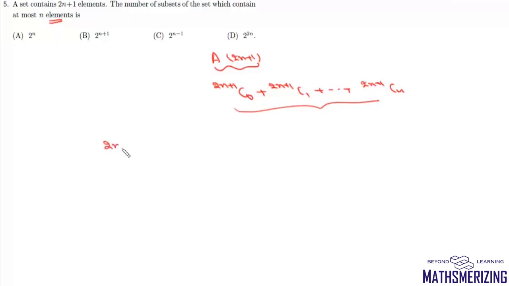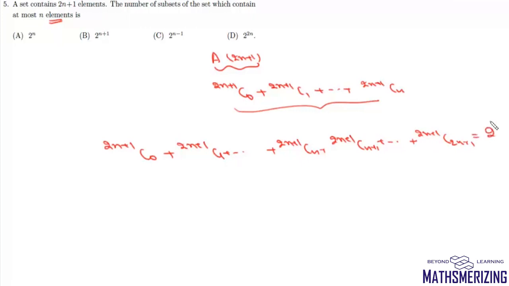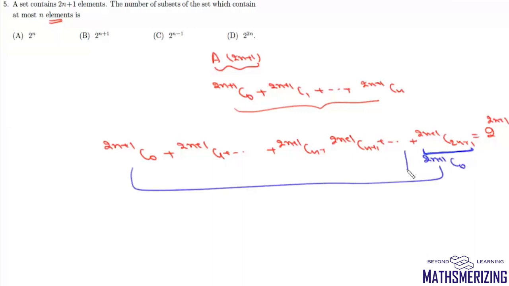Now we know that 2n plus 1 C0 plus 2n plus 1 C1, and so on up to 2n plus 1 Cn, 2n plus 1 Cn plus 1, and then up to 2n plus 1 C 2n plus 1, is equal to 2 to the power 2n plus 1. Now we know that nCr is same as nC n minus r. It means 2n plus 1 C 2n plus 1 is same as 2n plus 1 C0. In the same way, just before that, it will be equal to C1. And this 2n plus 1 Cn plus 1 is same as 2n plus 1 Cn. So that means this series is symmetric about its middle term.